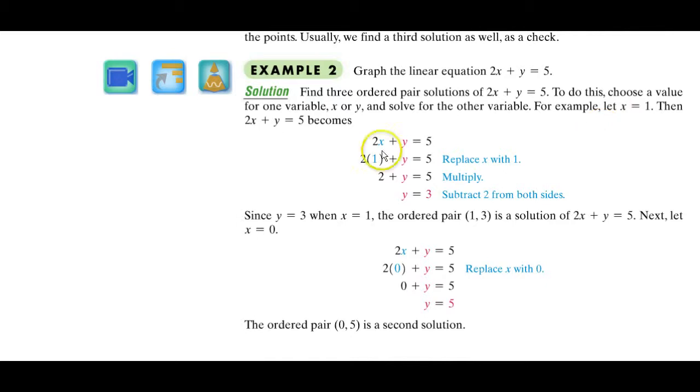Now here they want us to find 3 ordered paired solutions. And the strategy for it would be to make a T-chart.